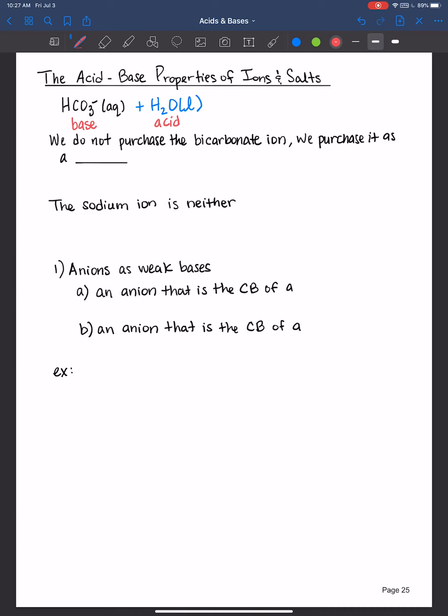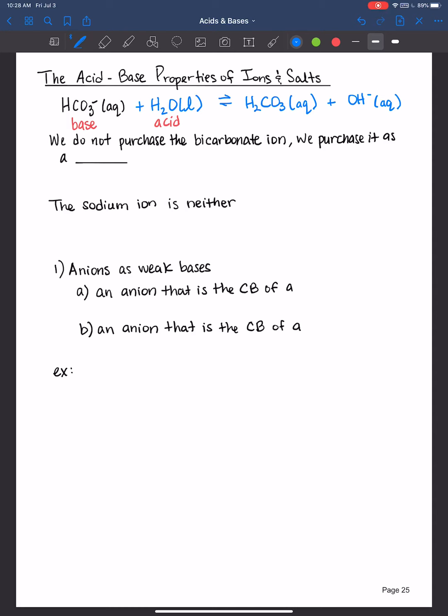Bases, remember, are proton acceptors. Acids are proton donors. And so when bicarbonate accepts a proton, it goes from HCO3 minus to H2CO3. It's accepted a proton, which has a positive charge, so plus 1 minus 1 equals 0. That's why carbonic acid is neutral. And then the conjugate base of water is hydroxide after it's lost its proton.